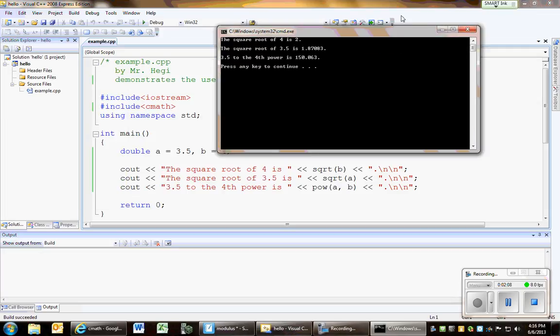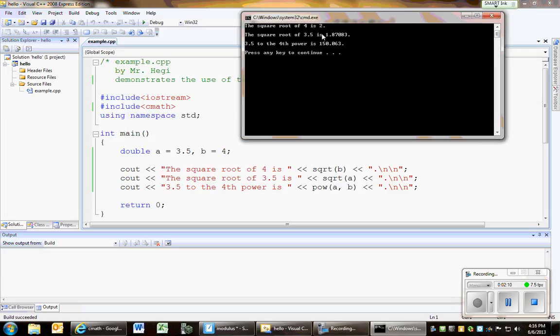Square root of 4 is 2. It worked. Okay. Square root of 3.5 is 1.87083. I'll trust that. 3.5 to the fourth power is this. That seems very reasonable. Good.